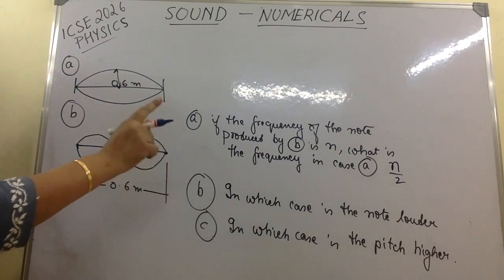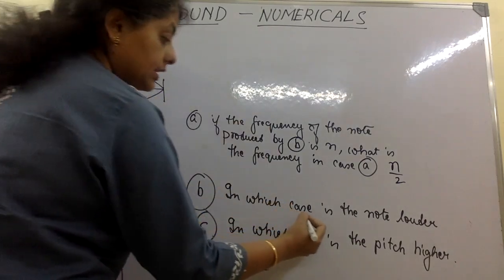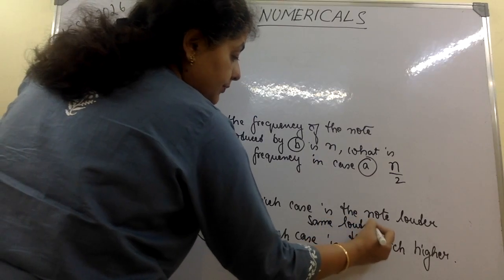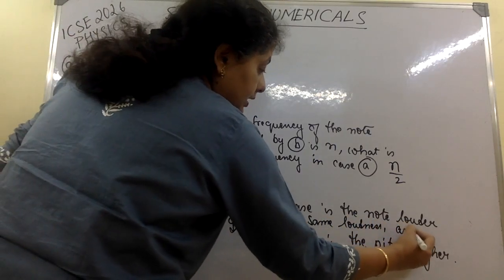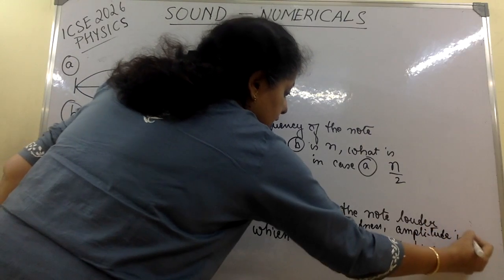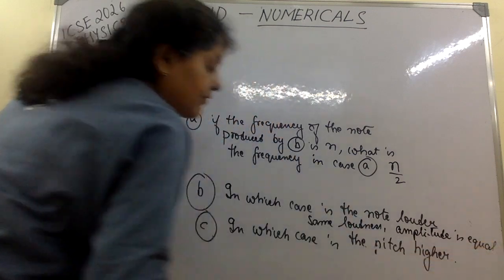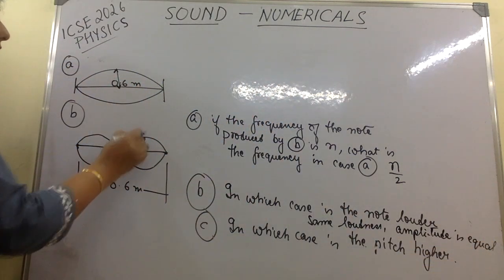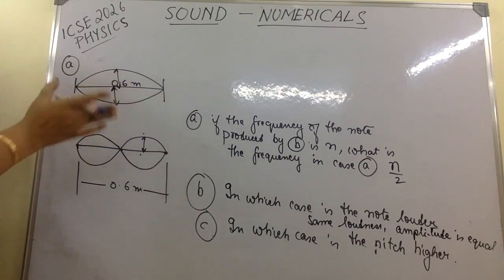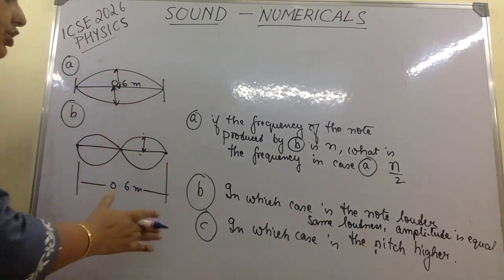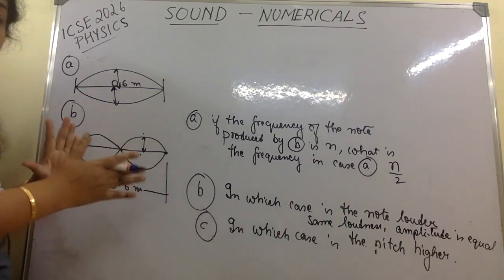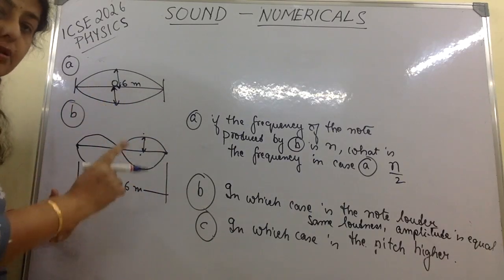In which case is the note louder? Same loudness. Now why is it same loudness? Because amplitude is equal. Okay, both the waves have equal amplitude. What is amplitude? This height, or here. Okay, this one. So the maximum displacement about the mean position, that is amplitude. If the amplitude is same, the frequency can be different, but the amplitude is same, the loudness will be same.